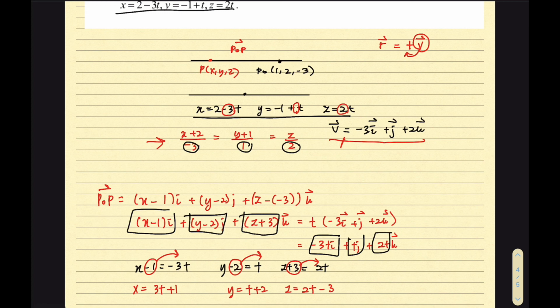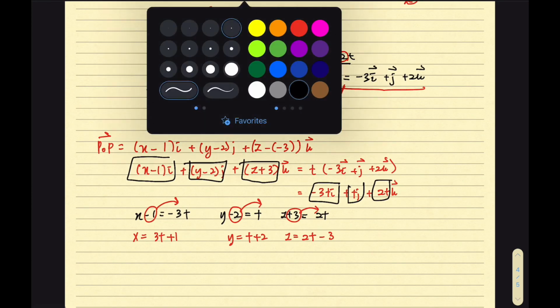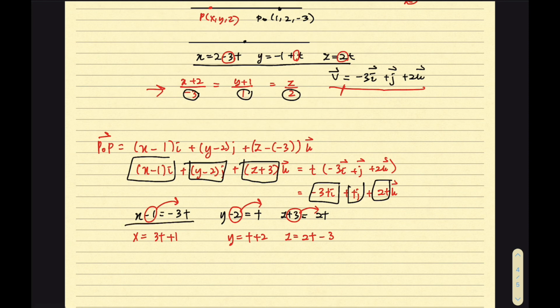Okay, so this one is a parametric equation. So if we want the Cartesian form of the equation, you just need to take from here, make t the subject. So you will have (x minus 1) over negative 3 equal to this one, y minus 2 equal to t as the subject. So you have (z plus 3) over 2. So this one is Cartesian form, this one is parametric form of equation. Alright.